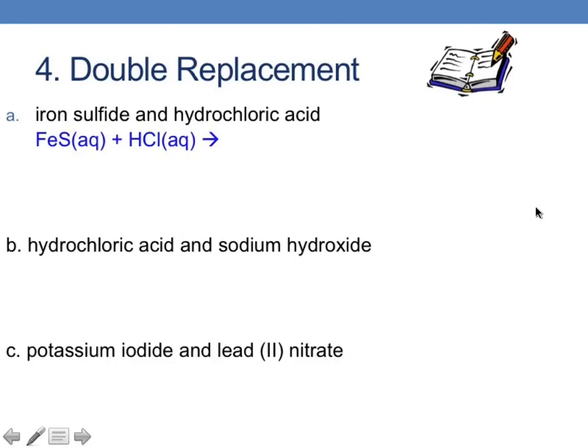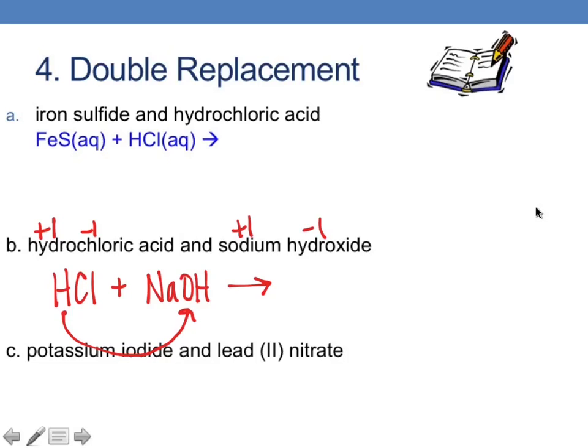Let's go to hydrochloric acid and sodium hydroxide. Hydrogen's a +1 and chlorine's a -1, so the formula is HCl. Sodium's a +1 and hydroxide's a -1, so the formula is NaOH. So H hooks up with what? Hooks up with OH, so we get H2O or HOH. And Na hooks up with Cl, so we get NaCl.